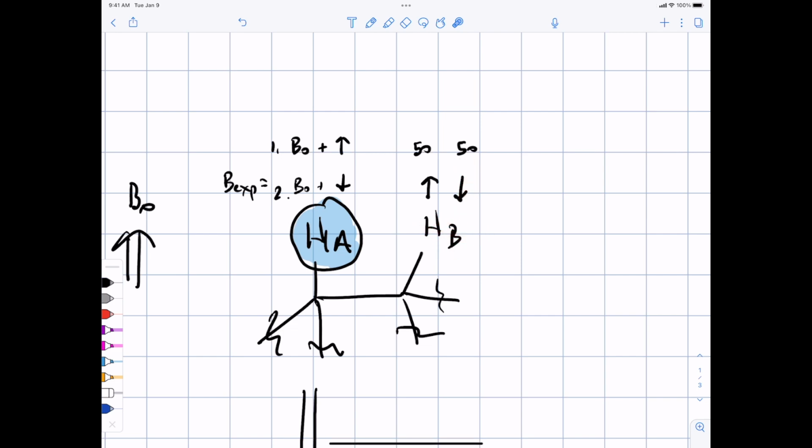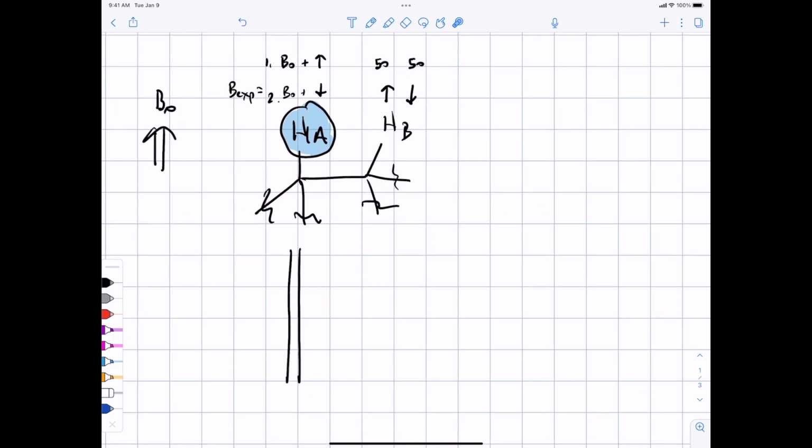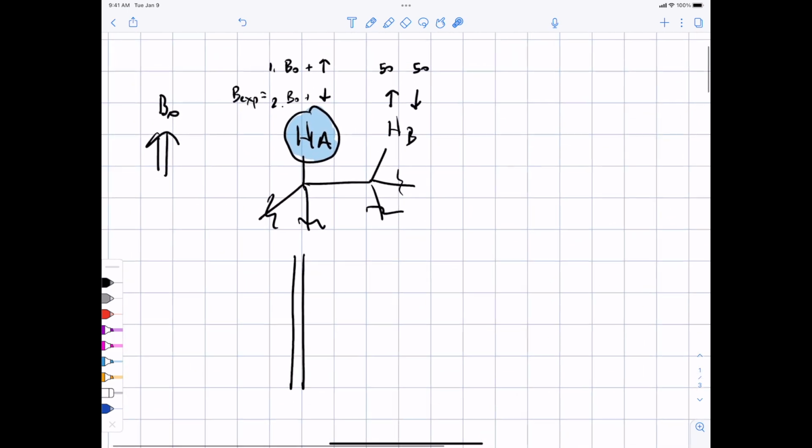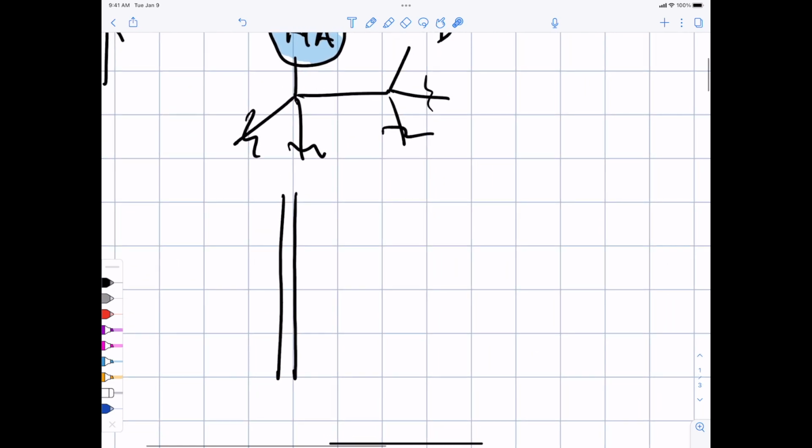This isn't in the same molecule, this is in different molecules. That is, in one molecule they'll be both aligned with, and in the other molecule, HB will be aligned against the magnetic field. And so on average, what you see in the NMR experiment is these two different populations of proton A. You see proton A that's adjacent to B that's aligned with the field, and proton A that's adjacent to B against the magnetic field. And so what you see is this doublet.